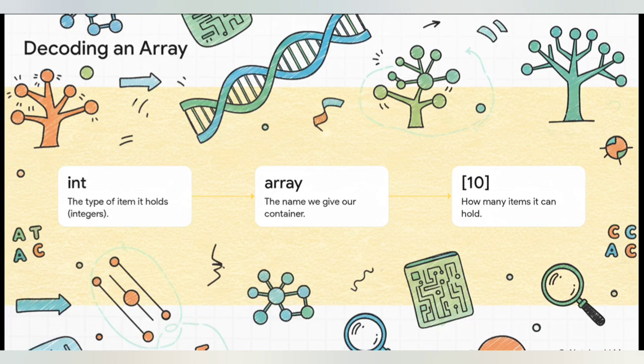Okay, now, this might look like scary computer code, but I promise it's super simple. Let's break it down. Int just tells us this container is going to hold integers, whole numbers. Array is just the name we decided to give our little egg carton. And 10? Simple. It means it has exactly 10 slots. See? That's it. You just read a line of code.